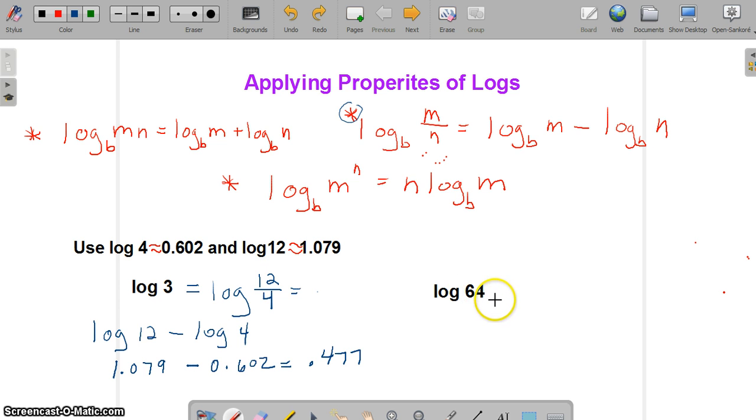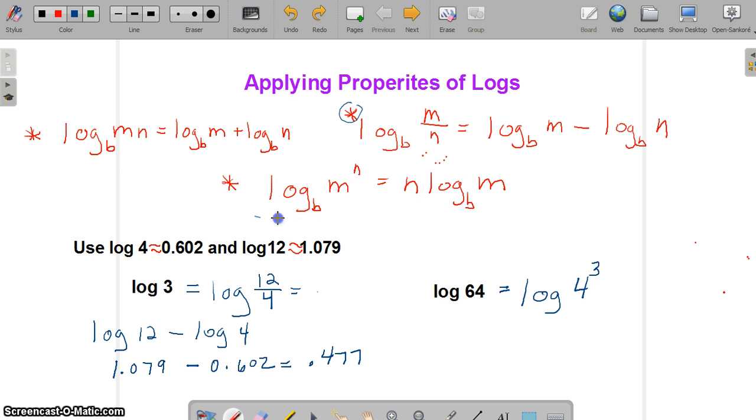This is the same idea. Log of 64. Is there any way that I can write 64 using a 4 or a 12? Okay? So this, like I said, is where you have to be a little bit creative. So you can play around with it a little bit, but to save you some time, I'm going to help you. I'll give you some hints. I'm going to use 4, and 4 times 12 is 48, so that doesn't get me 64. But if I raise 4 to a power, I can get 64, because 4 to the 3rd power is 64.